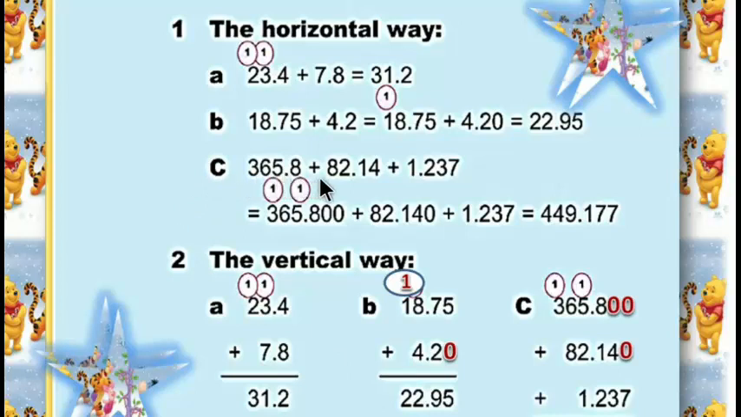The third example, 365.8 plus 82.14 plus 1.237. We need to put zeros to balance decimal numbers, okay? We need to put 2 zeros in the first number. In the second number, we need to put 1 zero. And then put 3 numbers in vertical way. Don't forget, put each digit in its own place. Okay?